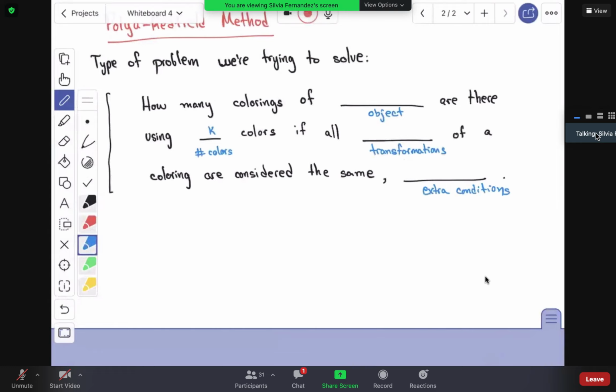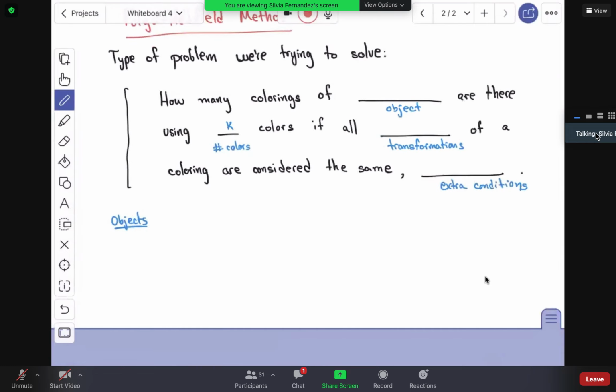So first, let me tell you what kind of objects are we talking about? What kind of transformations? Actually, you know what? Let me list them below. Objects, transformations, and extra conditions. Okay, so I'll give you examples of each of those three things. Objects we can color. We're gonna use. Actually, you know what? Sorry, guys.